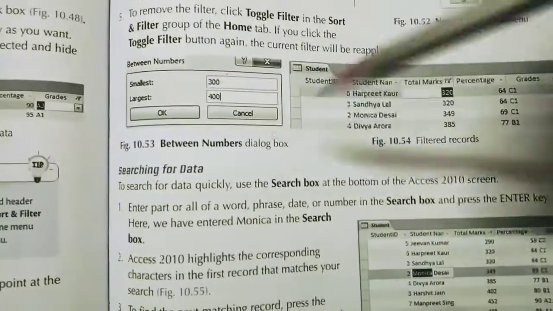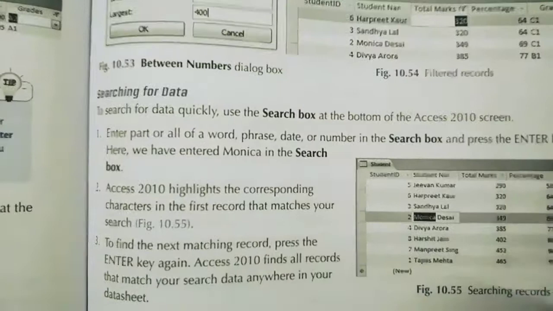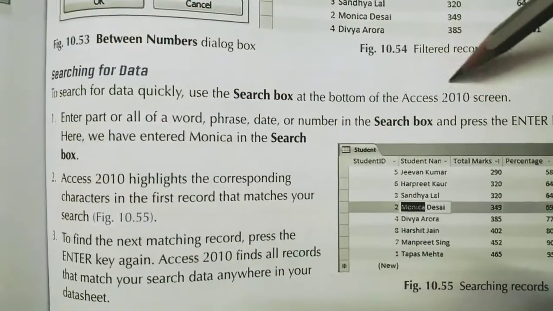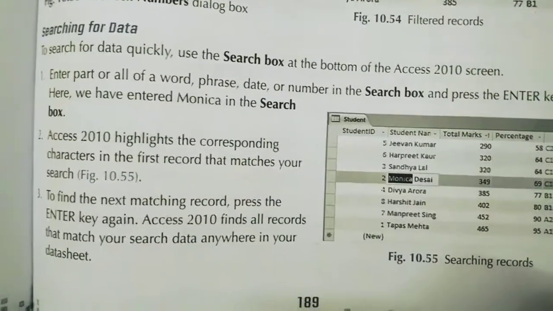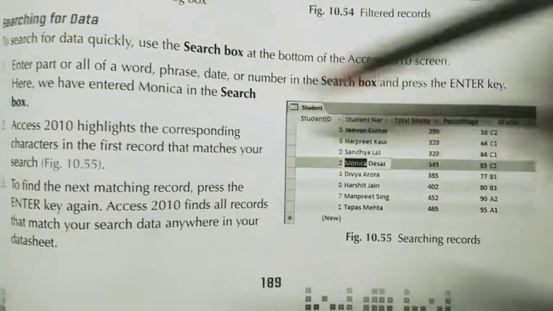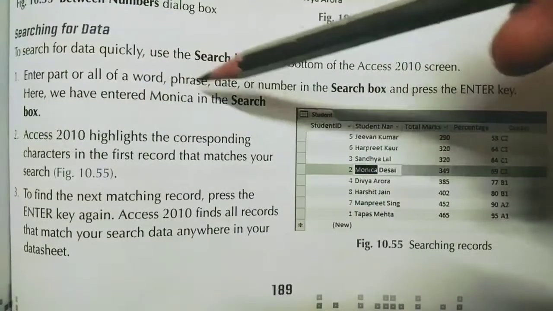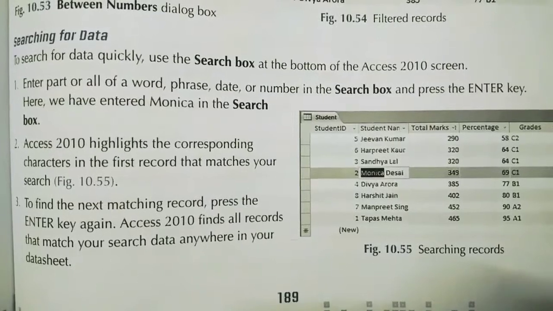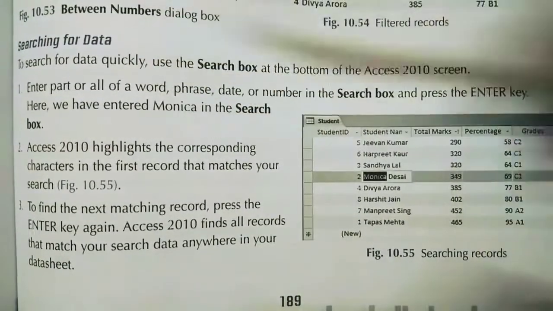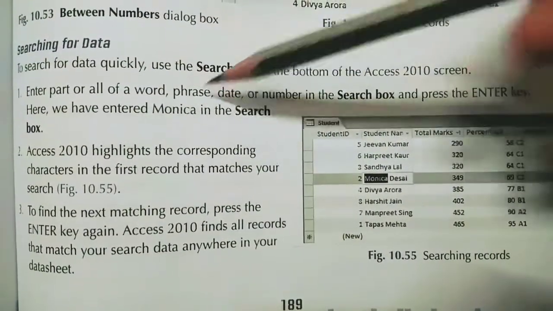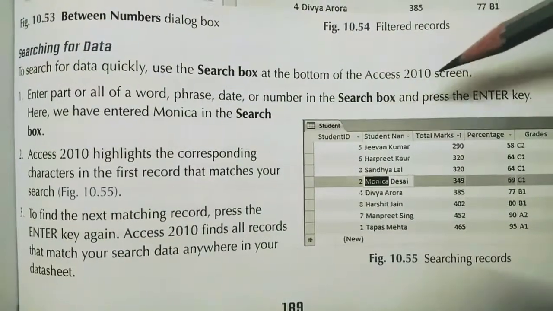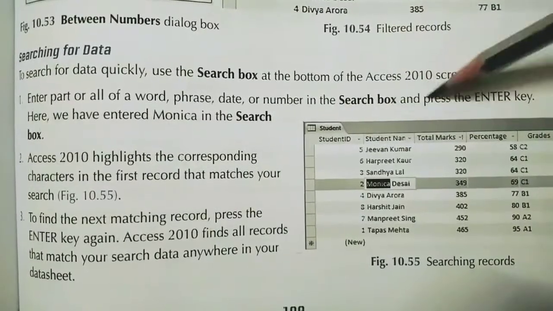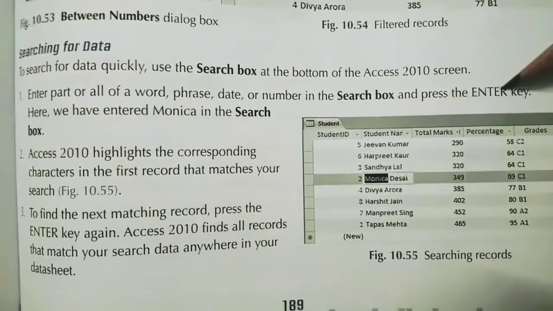Now next is searching for data. How to search in any data, how to find anything. To search data quickly, the search box at the bottom is given on the screen. Enter part or all of the word or phrase that you want to search. If you know the name of the data or anything, type that part of the word, full word, phrase, date, number, anything which you remember. Write it in the search box and then press the enter key.